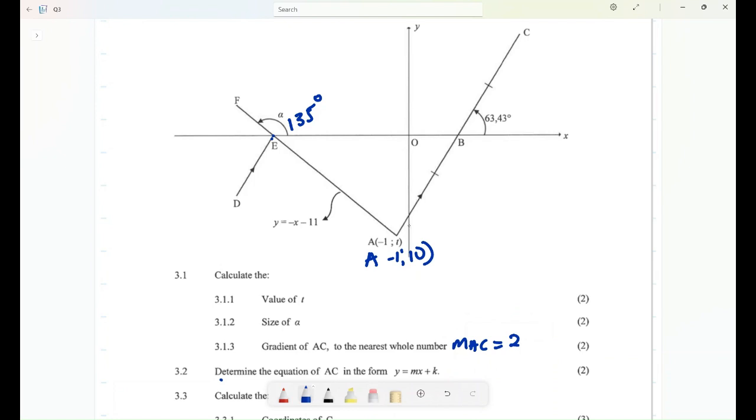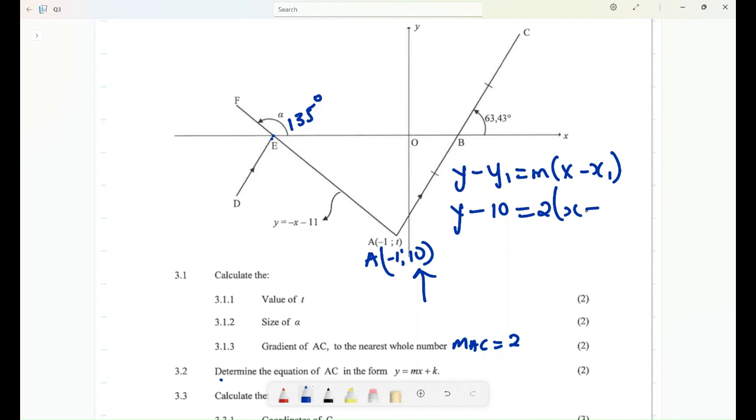Now we need just any point. Here we have it. It is very easy. You can say y minus y1 is equal to m times x minus x1. Y1 is this value here, 10. It is equal to m, which is 2, times x minus x1. X1 is this value here. Can you see that it is -1? So you're going to say minus -1, like that. So it's going to be y equal to 2x, and 2 multiplied by this is going to be positive. Then it's going to be 2x plus 2.